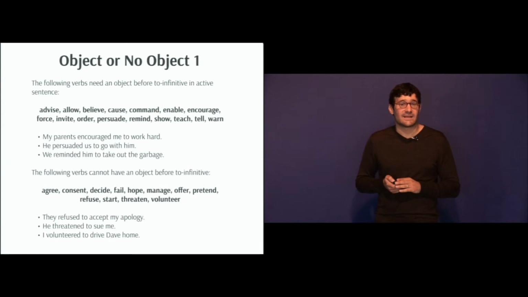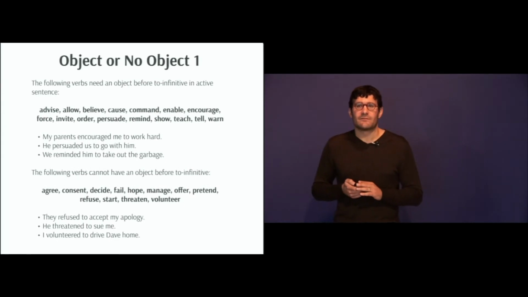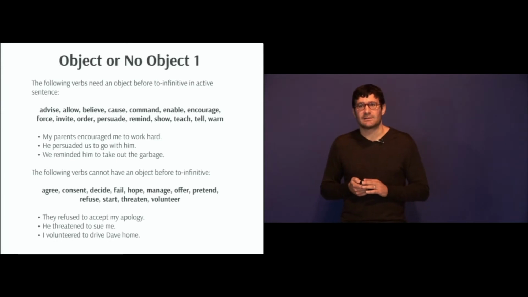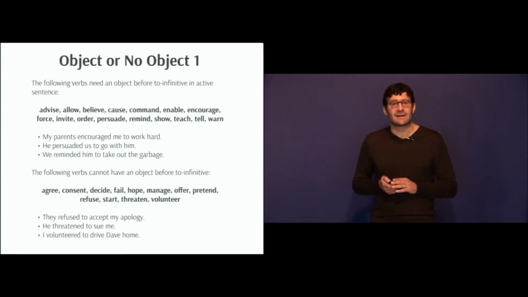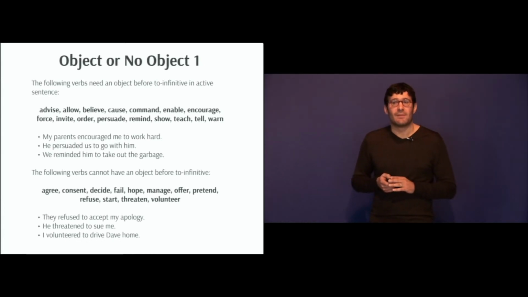Second pitfall, or the second thing to watch out for, is object or no object. So the following verbs need an object before the to-infinitive in the active sentence. The verbs advise, allow, believe, cause, command, enable, encourage, force, invite, order, persuade, remind, show, teach, tell, and warn.